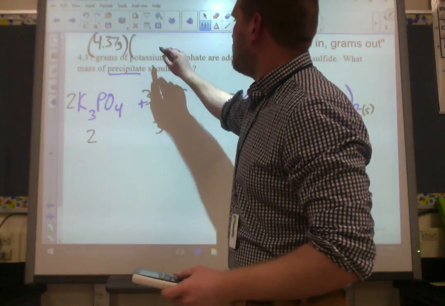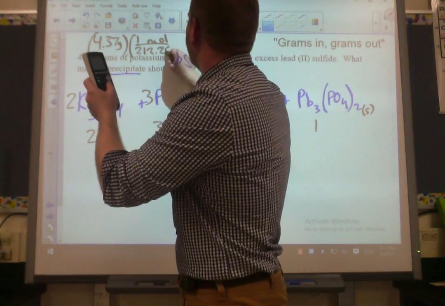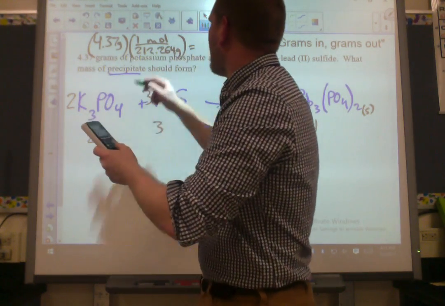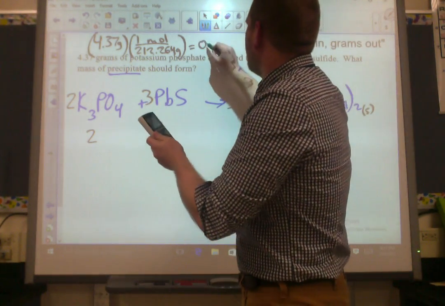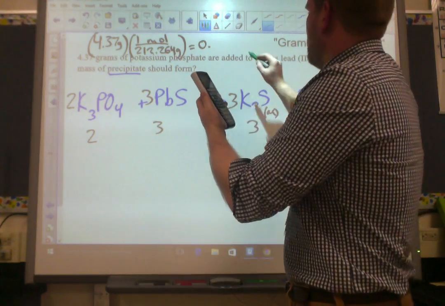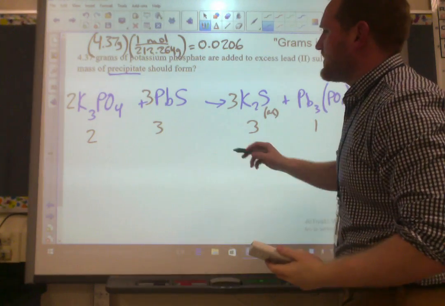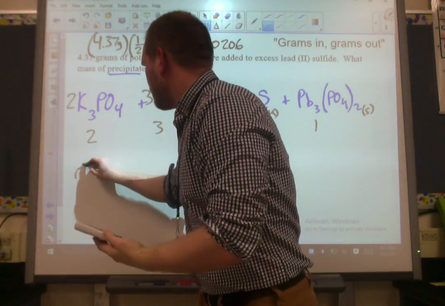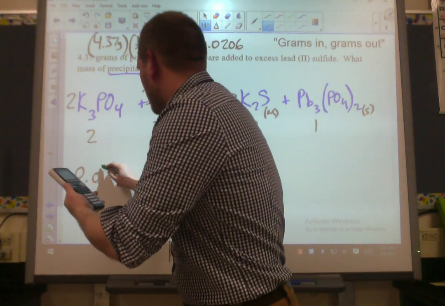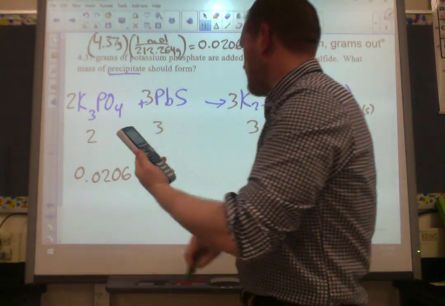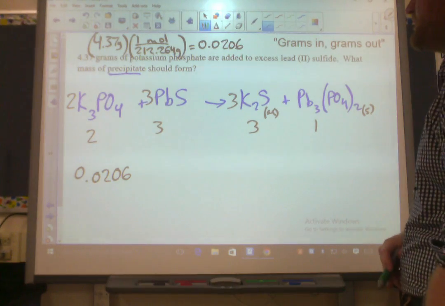So since I want to convert grams to moles, I'm going to put my 1 mole on top, and I'm going to put my 212.264 grams on the bottom. Cancel, cancel, and let's see what we get. 0.0206. And that is how many moles of potassium phosphate. So I'm going to write that right in my table. Man, this board calibration is off again. 0.0206. All right. So the problem says what mass of the precipitate should form.